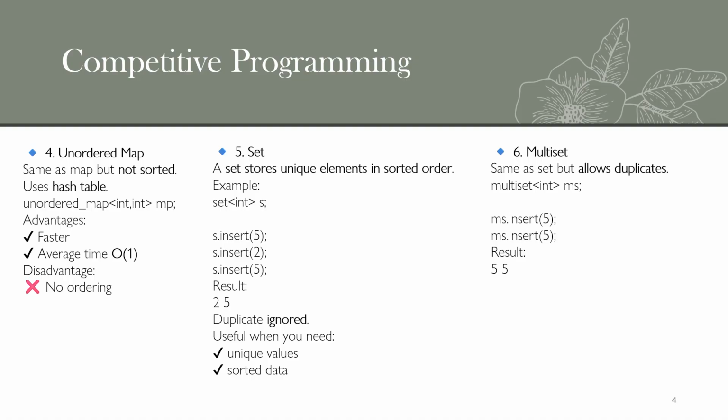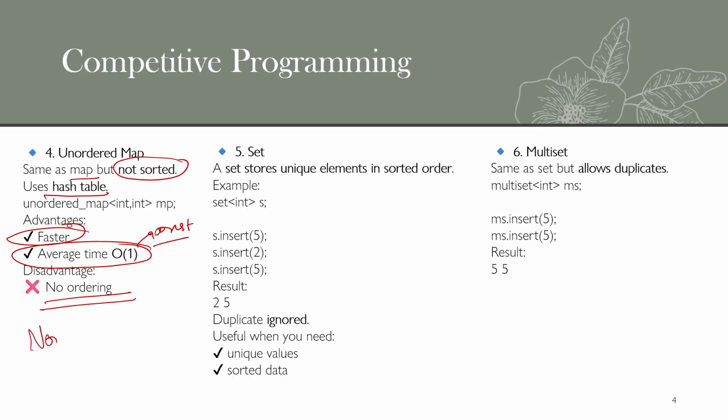Now let's start with unordered map. Unordered map is the same as map, but here it is not sorted. Very important point. It uses the concept of a hash table. How do you write it? unordered_map<int, int> mp. Now it is faster. It has constant average time. And the disadvantage is that it does not have any ordering. So we basically have to compare again and again.